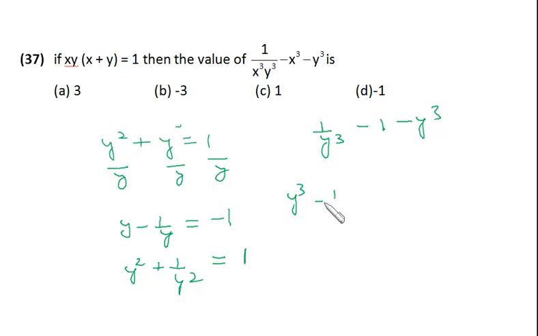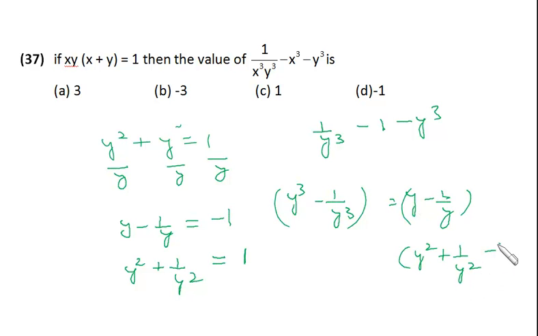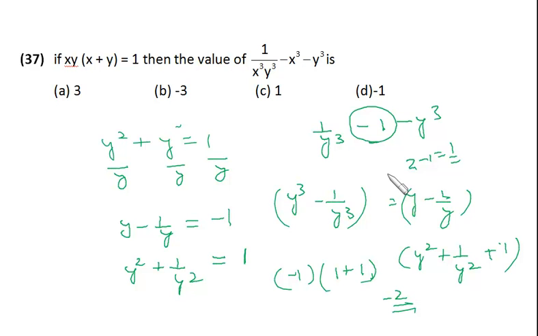Now y cube minus 1 upon y cube is equal to y minus 1 upon y into y square plus 1 upon y square plus 1. Now y minus 1 upon y, that we know it's minus 1. Y square plus 1 upon y square, that is 1 plus 1. So it is 2 into minus 1 minus 2. Now we obtained the value of y cube minus 1 upon y cube, but here I am having 1 upon y cube minus y cube. So if it is minus 2, 1 upon y cube minus y cube will be 2 only. Now that 2 and this minus 1, 2 minus 1, ultimately it is 1, right?